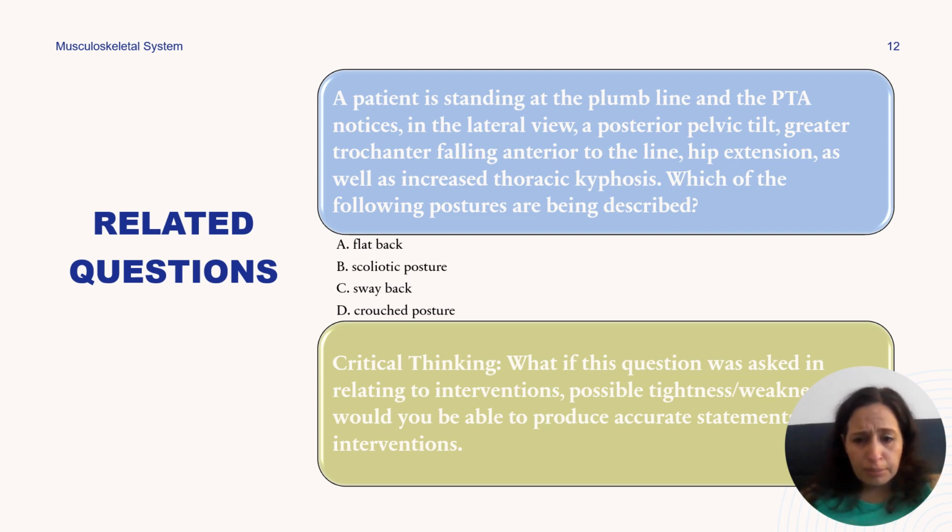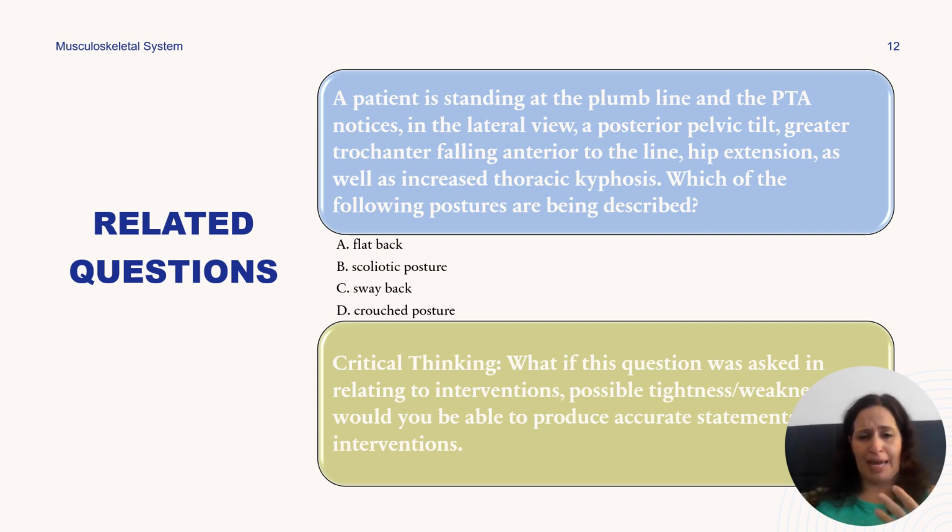So we're thinking somebody who has thoracic kyphosis, and then a posterior pelvic tilt but hip extension. You're probably gonna have tight, what do you call it?